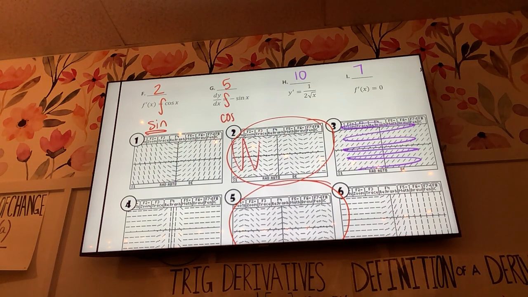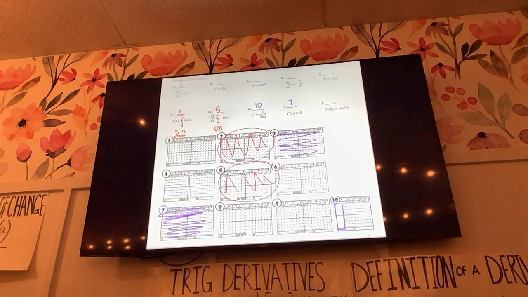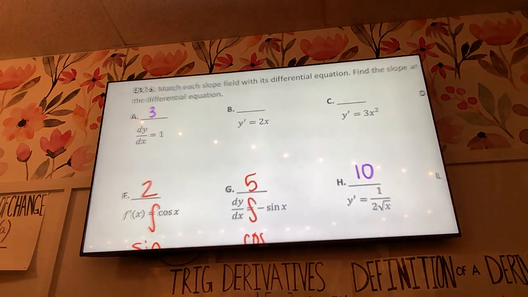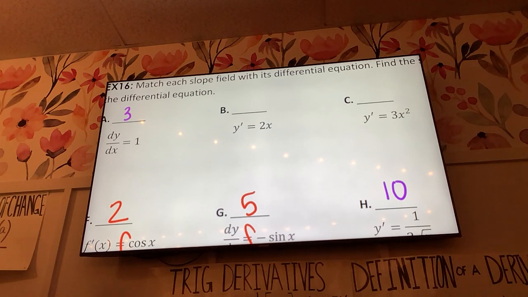All right, so now I took care of 2, and I took care of 5. Let's see what else I got going on. All right, let's look at 2x. When you plug in positive numbers, what's your slope going to be? Positive. So over here on the right side, I should have positive slopes.